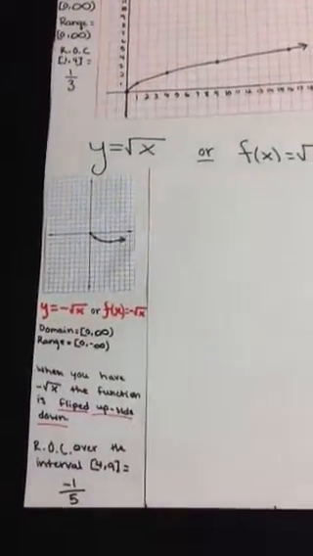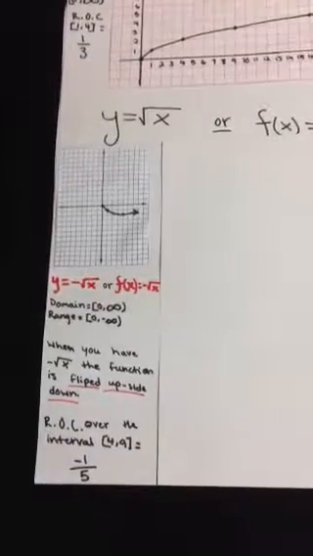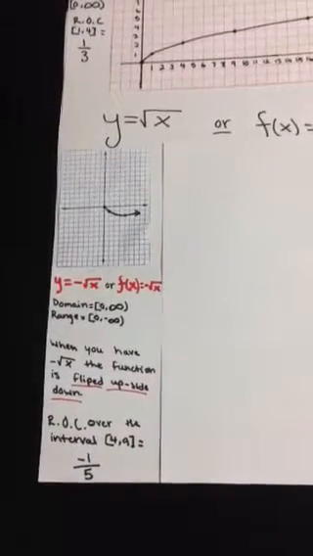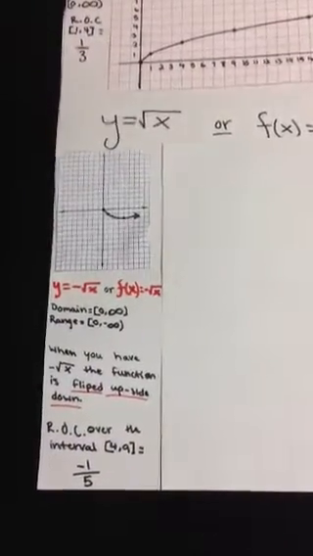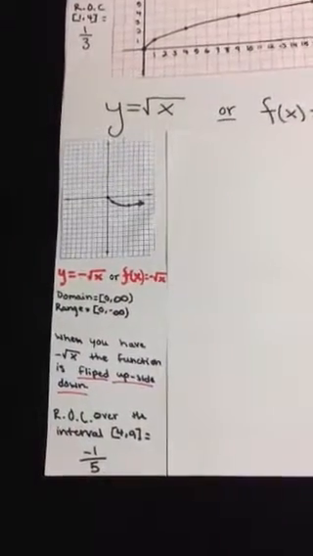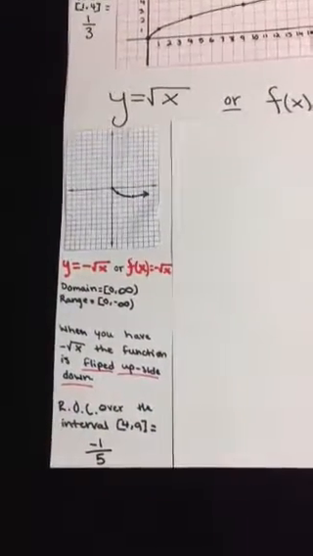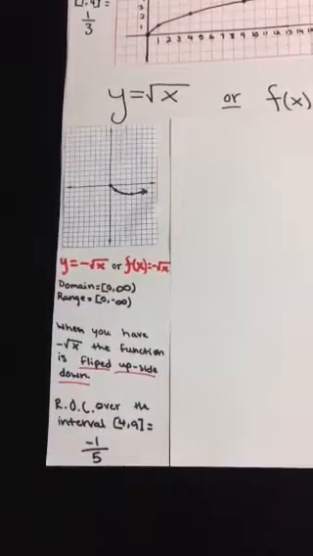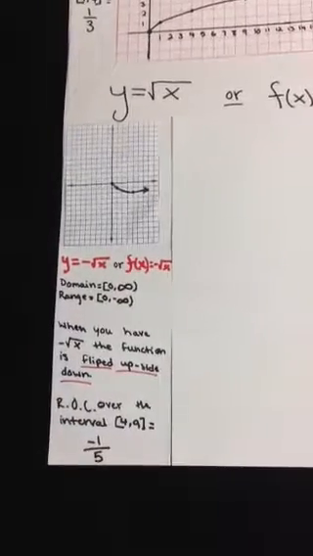Let's see what happens when you put a negative sign in front of the parent function. When the function becomes negative, it will be flipped upside down. It will still begin at the origin. The domain of the function will be 0 to infinity, and the range will be 0 to infinity.